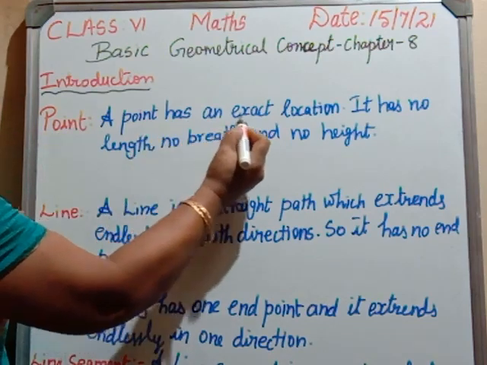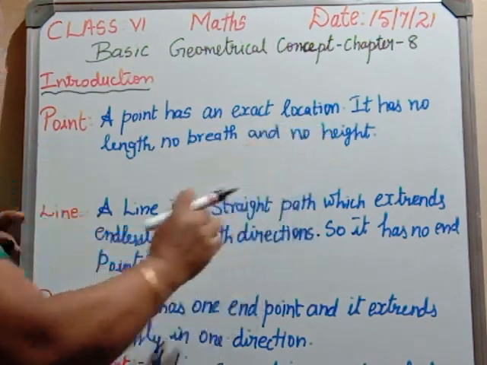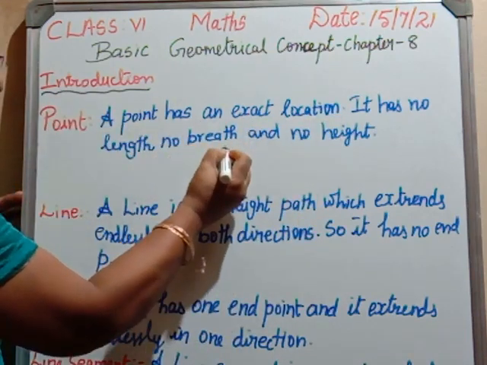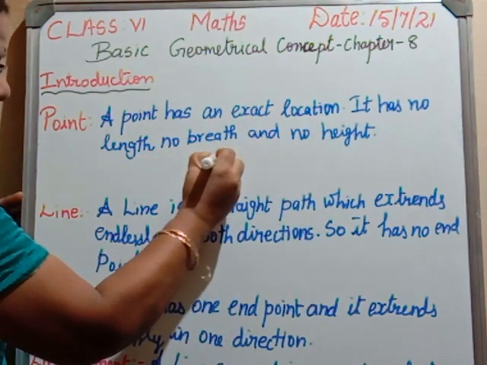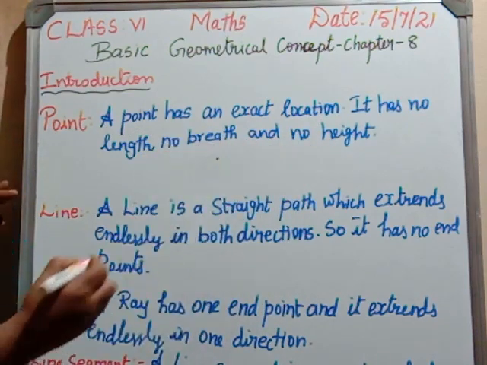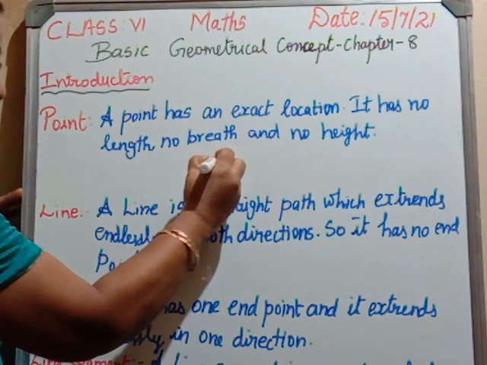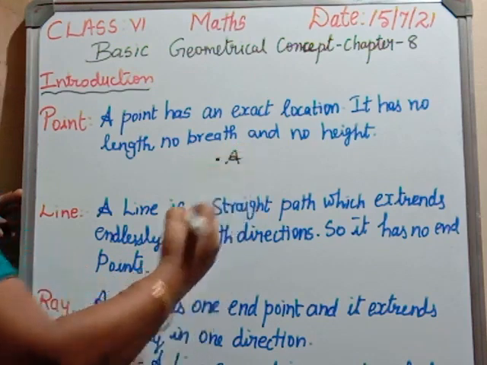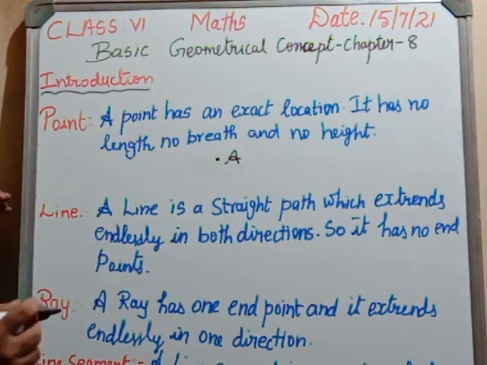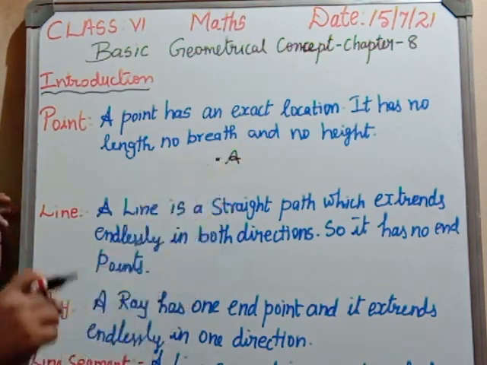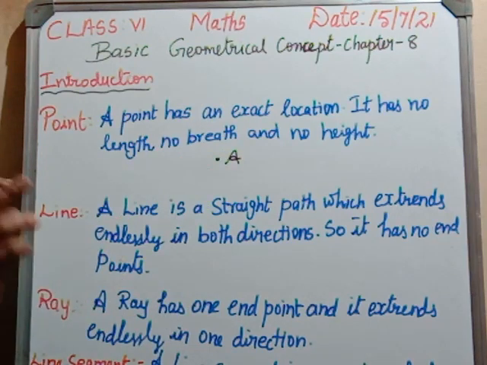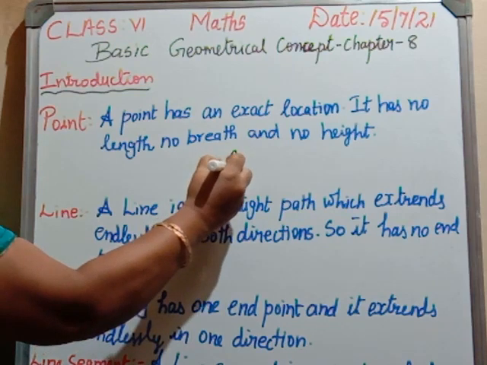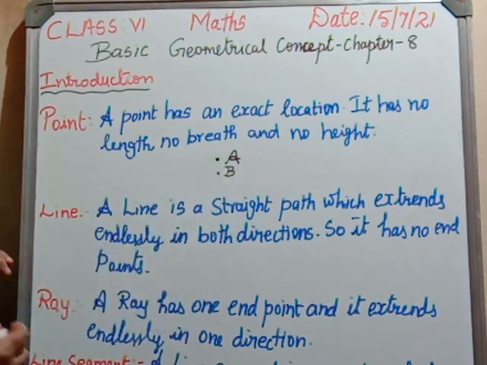A point has an exact location. It has no length, no breadth and no height. That means we keep a dot. That is called a point. Whatever dot you are keeping, that is called a point. We have to name the point with capital letters of the alphabet. We can keep points anywhere, we can give any name, but it should be a capital letter.